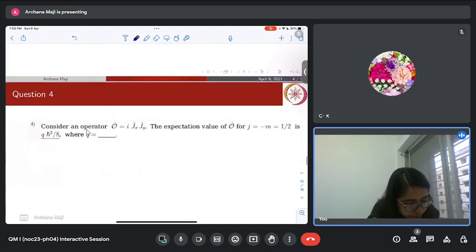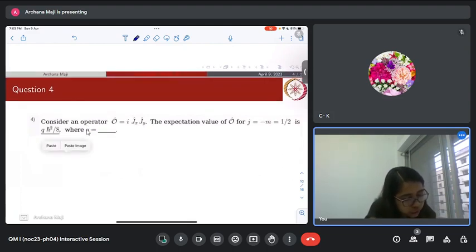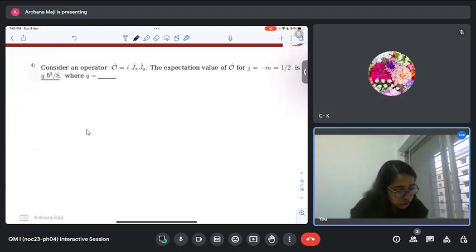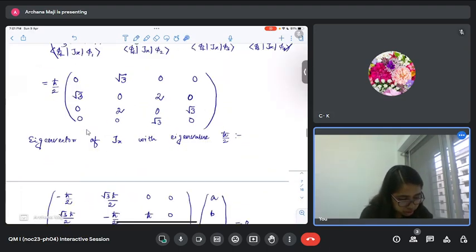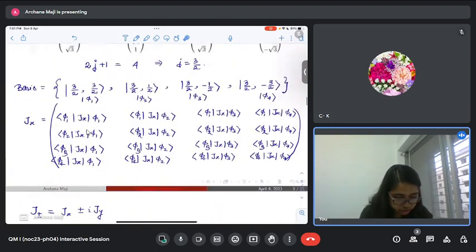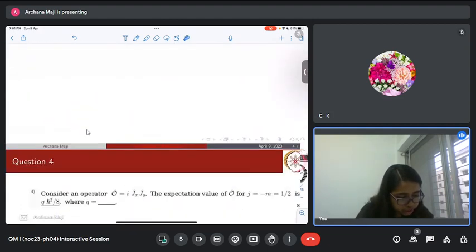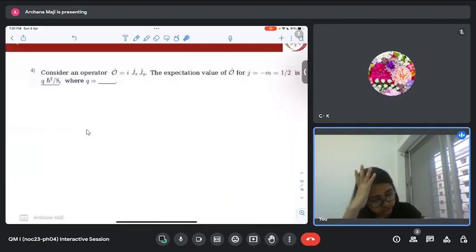Now consider this operator, the expectation value of O for this state. Can I do this? This requires the knowledge that we gained in problem 2. So Jx we can write in terms of J plus and J minus, as well as Jy, and then the state is given to you. You know how J plus acts on J, m, so you can do this. So let's solve it.